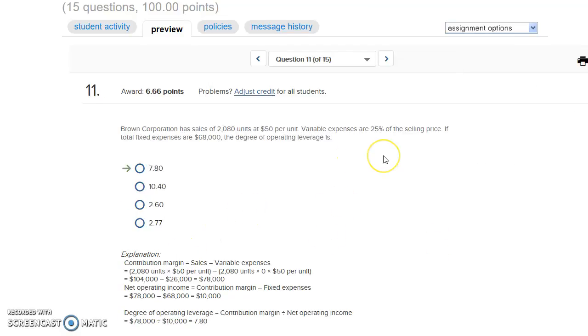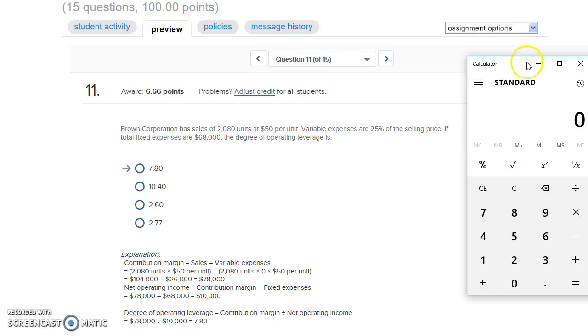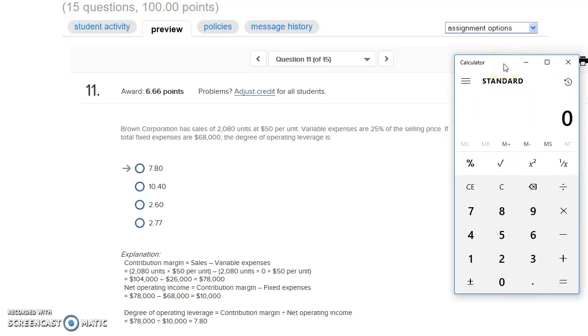So again, to find operating leverage, you're going to need to find your contribution margin, and you're going to want to find your net income. So let's find the contribution margin first. So your contribution margin is going to be your sales minus your variable expenses. So your sales, you had sales of 2080 times 50. So you had sales of 104,000. I'm just writing that down. And then your variable expenses were 25%.